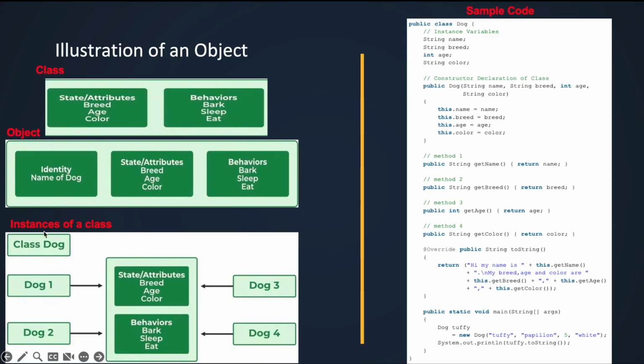Now what we can do is create instances, for example, dog 1, dog 2, dog 3, dog 4, with various attribute values and behaviors. So this is the overall process of how we create objects of a class. A sample example of the code is given on the right side. Please pause this video and check it.